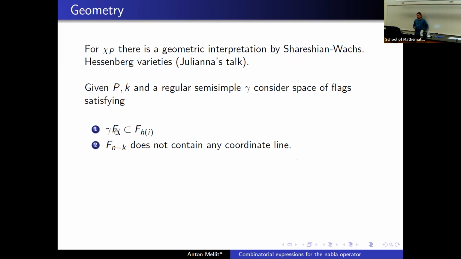And then you start with f_i, h_i. And our condition is that f_{n-k} does not contain any coordinate line. It's an open subset.